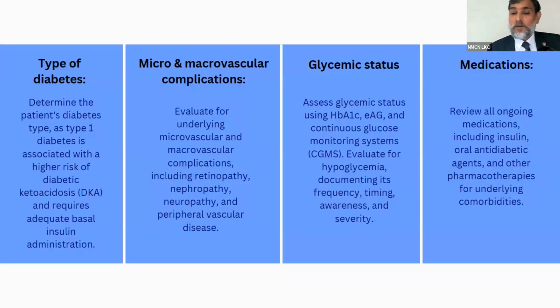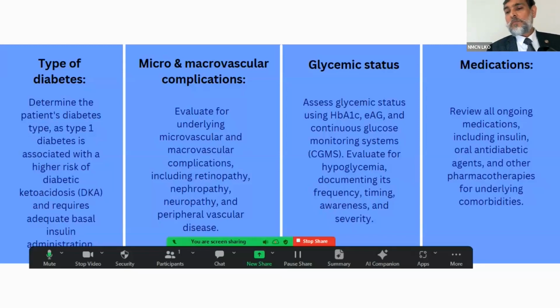Evaluate for hypoglycemia, documenting frequency, timing, awareness, and severity. With the help of CGM, we can find out if the patient is having cyclical hypoglycemia or hyperglycemia, and then the treatment or insulin doses can be changed accordingly. Medications: review all ongoing medications, including insulin, oral diabetic agents, and other pharmacotherapies for underlying comorbidities.